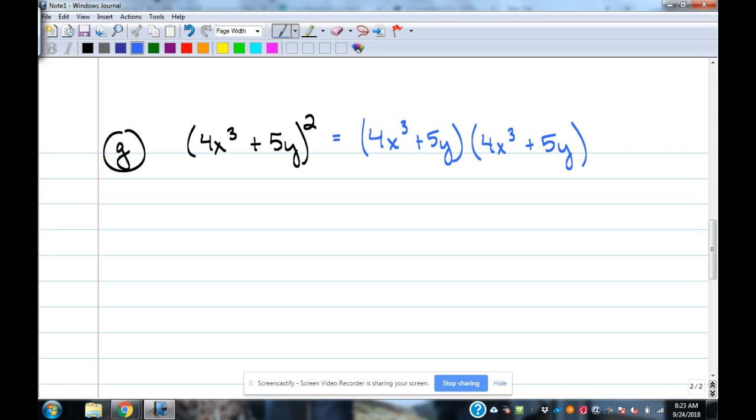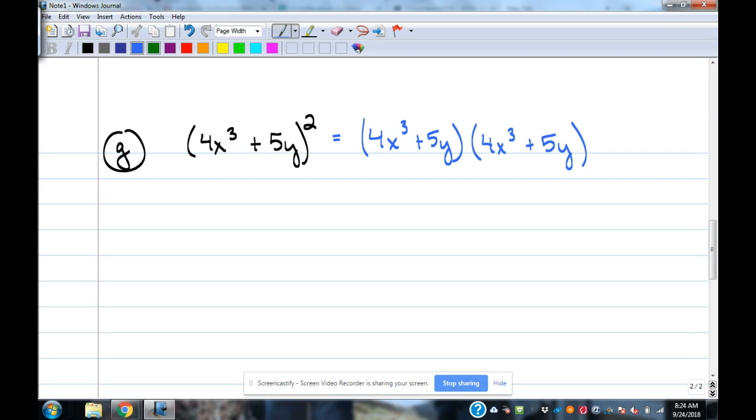Don't fall into the trap of just squaring each term and saying you're done. Because if you square 4x cubed, you get 16x to the sixth, which is part of the answer. And if you square 5y, that's 25y squared, which is part of the answer, but that's not the whole answer. Okay? You've got to multiply it out and get those terms in the middle. Anytime you're squaring a binomial, or a trinomial, you can't just square each term. You've got to multiply it out.